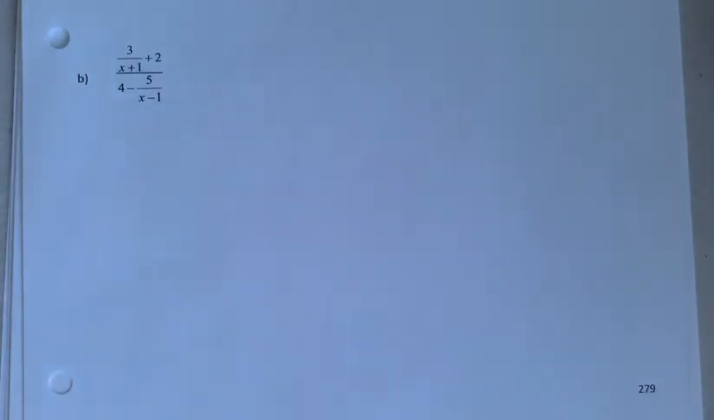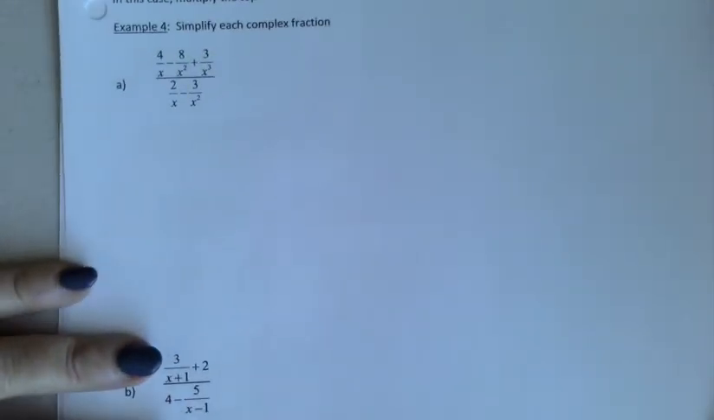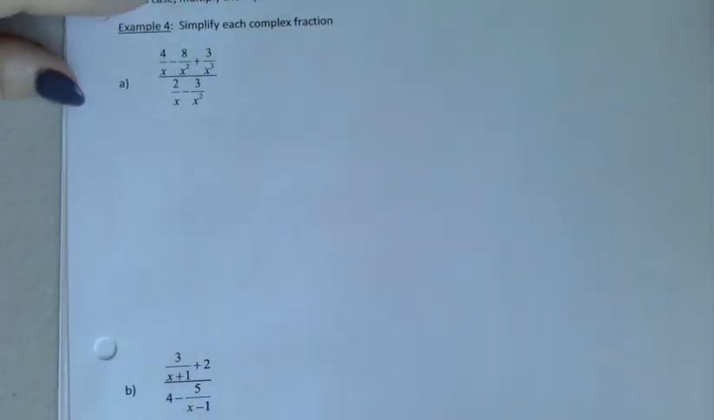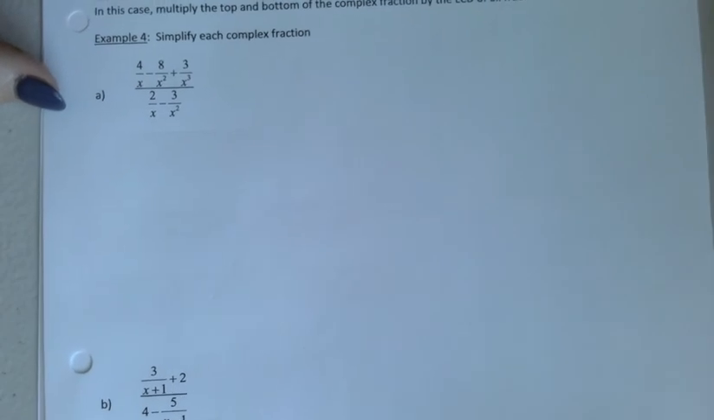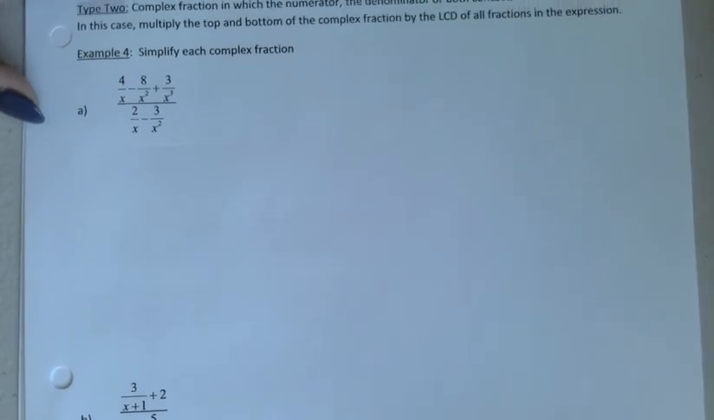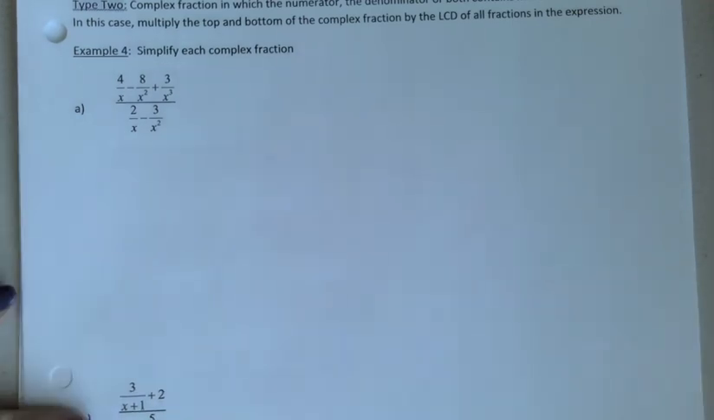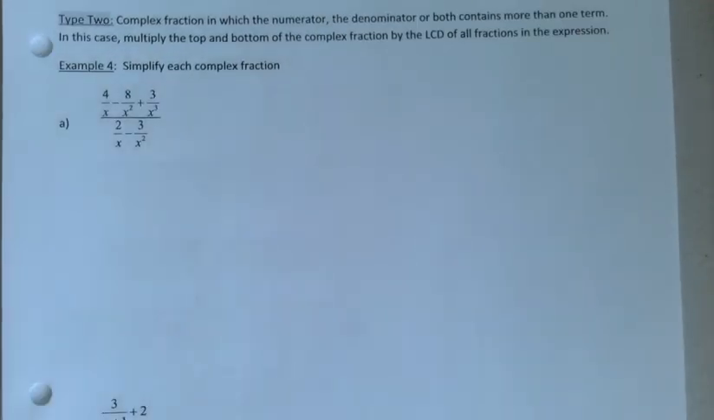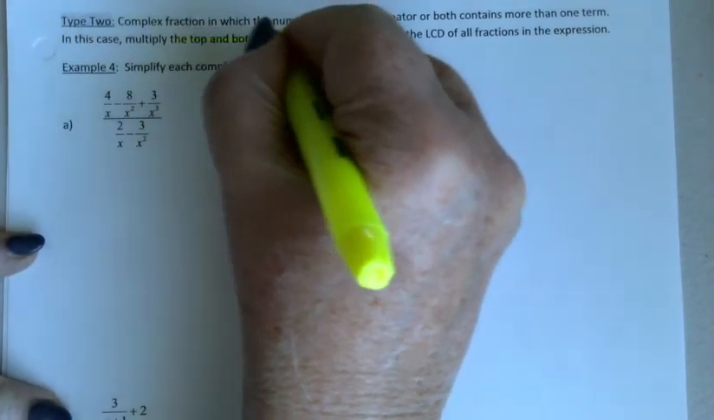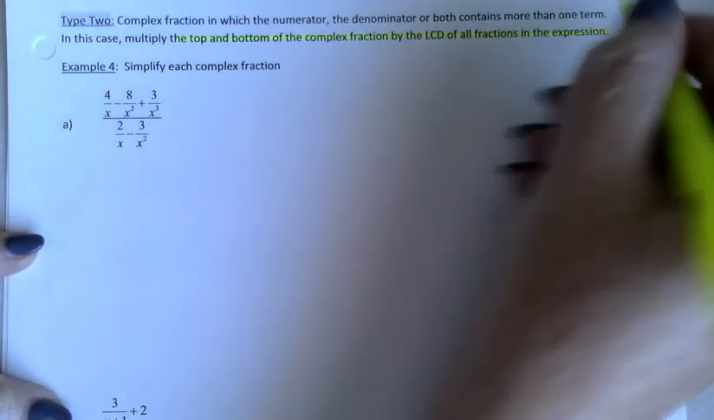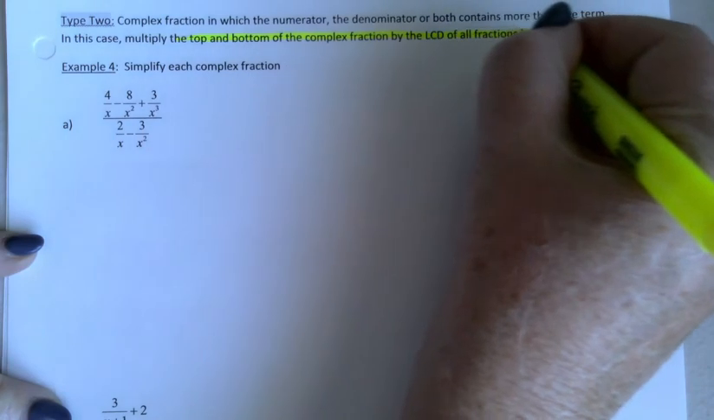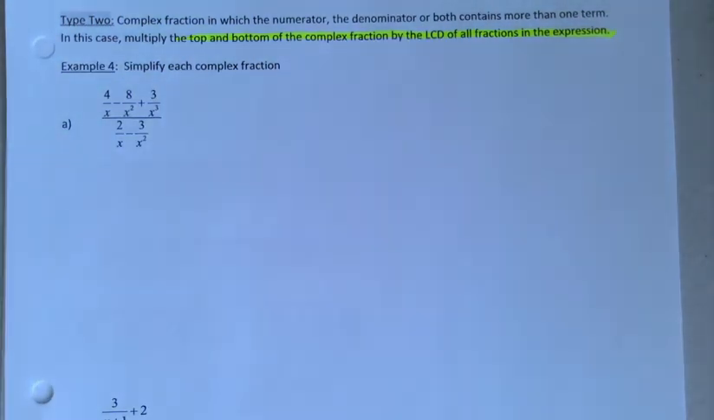All right, one other type of algebraic or complex fraction to finish out our section here. Sometimes our algebraic fractions have multiple small fractions in either the numerator or the denominator, or even both. When that happens, here's my advice. This usually gets you to a simplified form fastest. Multiply the top and the bottom of the complex fraction by the LCD of all the fractions in the expression.